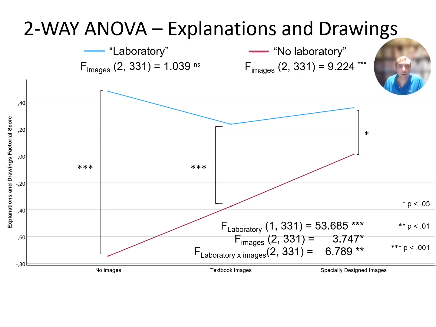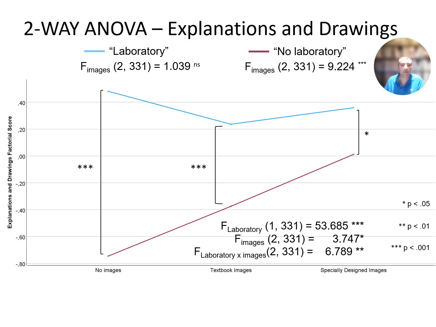When performing the two-way ANOVA on the factorial score that combines the responses in the draw and explain task, explanation and drawings, we found a significant main effect of the laboratory activities, of the type of images, and also of the interaction effect between the two conditions. The simple effect analysis shows that students in the laboratory condition outperform the students in the no laboratory condition in both the textbook images and the no image condition, while the difference in the case of the innovative and especially designed images is only slightly significant at the 0.05 level.